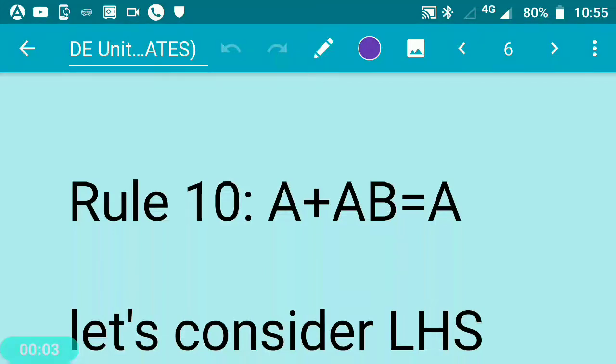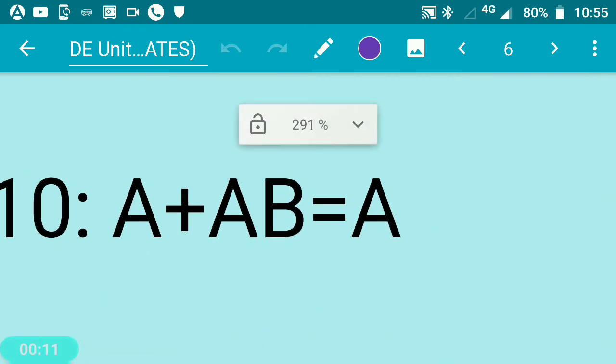Hi all, in this video we shall go about understanding rule number 10. What is the rule number 10 that is given? It is A plus AB is equal to A. To speak correctly with respect to Boolean algebra, it is A or A and B is equal to A. This is what we have to prove.